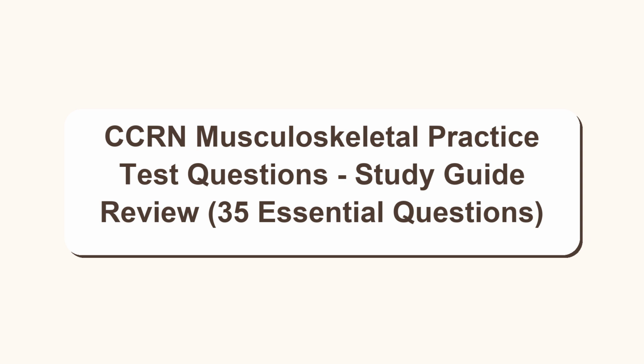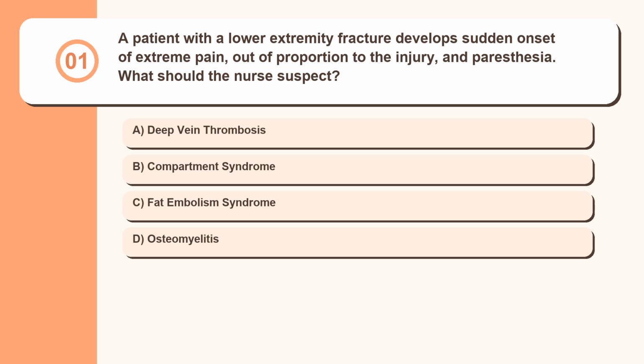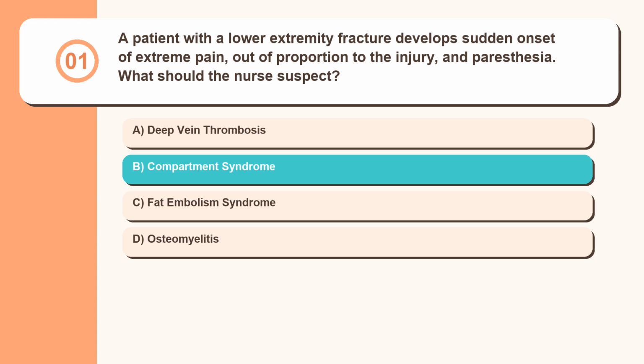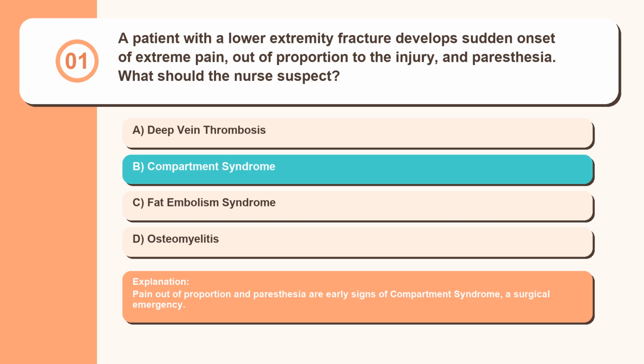CCRN Musculoskeletal Practice Test Questions Study Guide Review, 35 Essential Questions. Question 1. A patient with a lower extremity fracture develops sudden onset of extreme pain, out of proportion to the injury, and paresthesia. What should the nurse suspect? Deep vein thrombosis, compartment syndrome, fat embolism syndrome, osteomyelitis. Pain out of proportion and paresthesia are early signs of compartment syndrome, a surgical emergency.